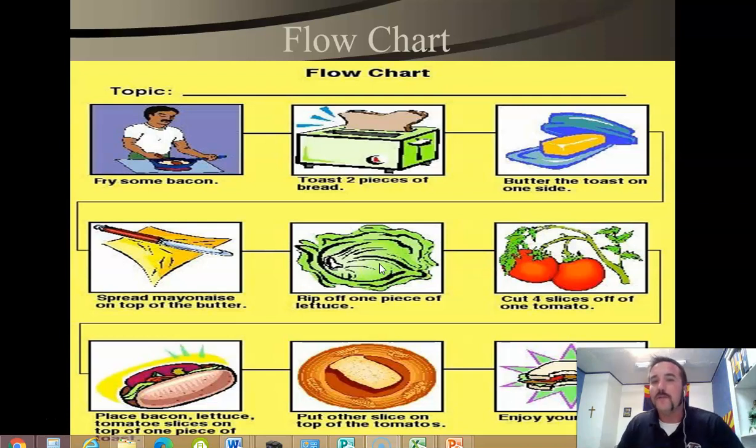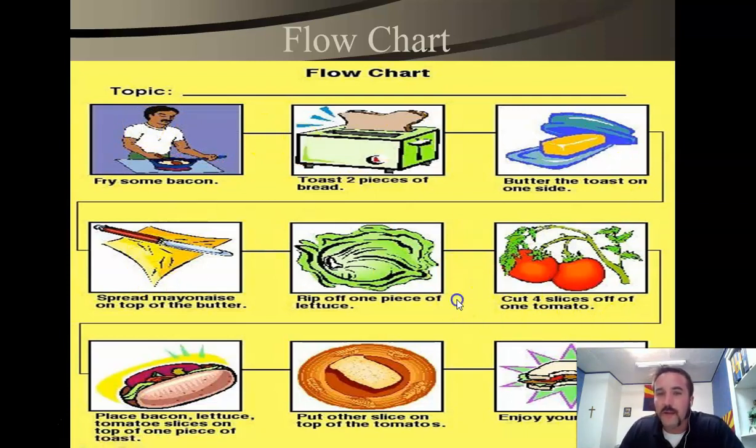But again, if you want a BLT, you have to follow the steps in order. You can't put on the mayonnaise and butter, then slice the tomatoes, then put the bacon on, then toast it, then fry the bacon. Little ridiculous, I know, but you have to follow the steps in order. Again, what's different from the timeline is this generally doesn't last years, okay? This is generally a little how-to thing on how to do something rather quickly, like making a BLT sandwich. I mean, this whole process might take 5-10 minutes, right?